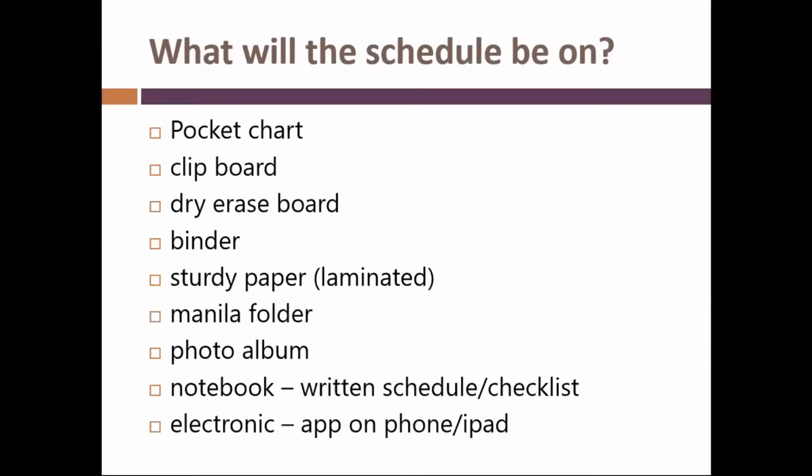Okay, so what can you put your schedule on? There's so many things that you can use that you might even have sitting around at your house. Pocket charts are pretty common. I've got some examples of those: a clipboard, dry erase boards, binders, if you're doing multiple schedules, really sturdy paper, manila folders are used as visual schedules, photo albums, notebooks, and then there are a few electronic apps where you can set up a schedule.